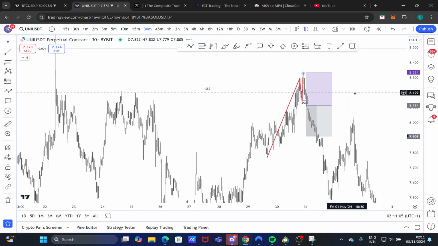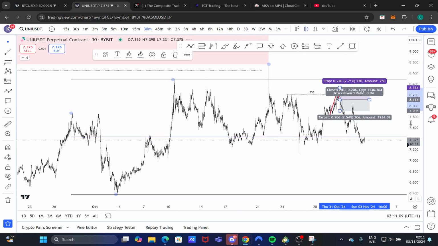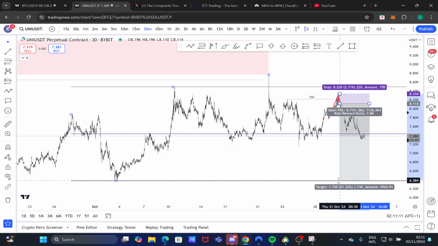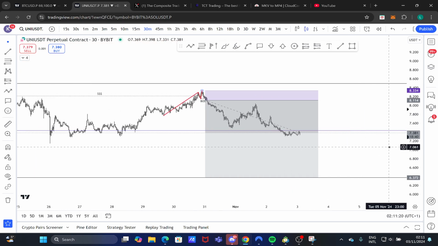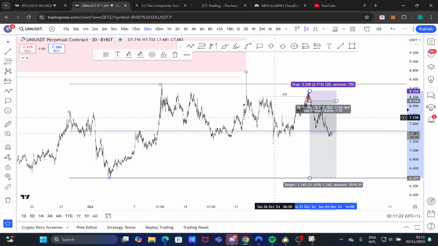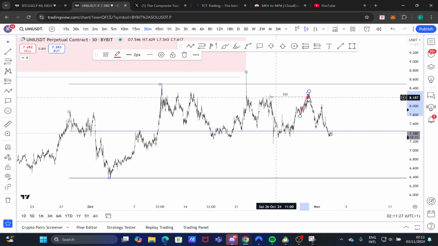But if I was, this can already be your short confirmation, and you can target all the way down towards the range low for a lovely 7.92 risk to reward, which is absolutely amazing. Okay, that's an absolutely amazing risk to reward. However, I wasn't watching this pair at that point in time.